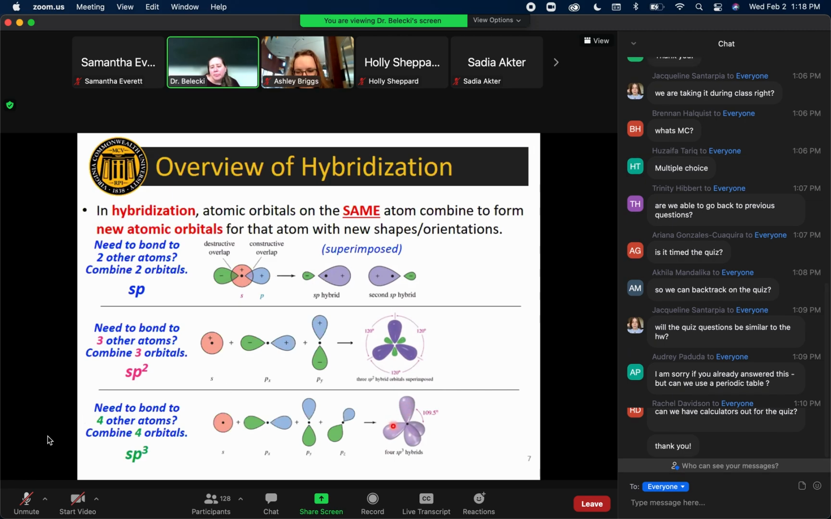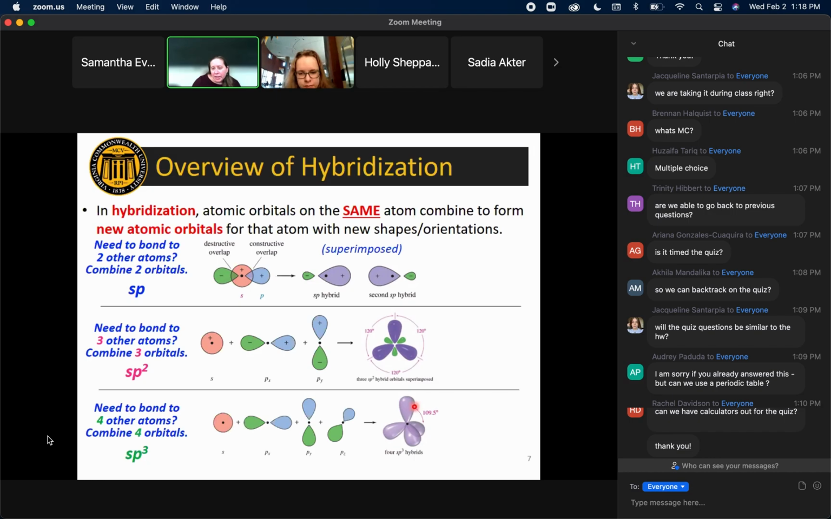And if you think about classical Greek geometry, that means that 109.5 degrees is as far apart as these 4 things can get from each other. If you tried to get 2 of them farther apart than that, then they would end up getting closer to something else. Okay, so this is kind of the overview of hybridization.